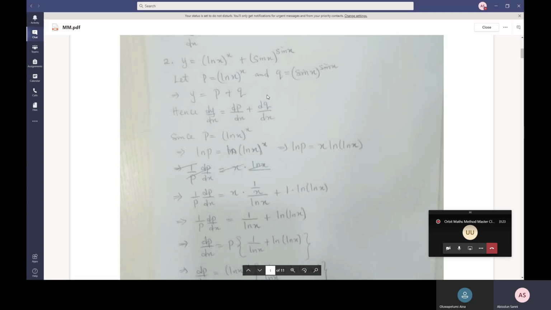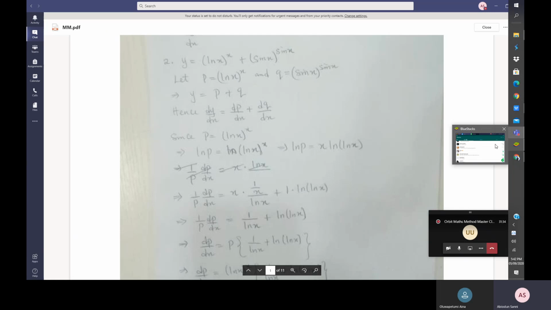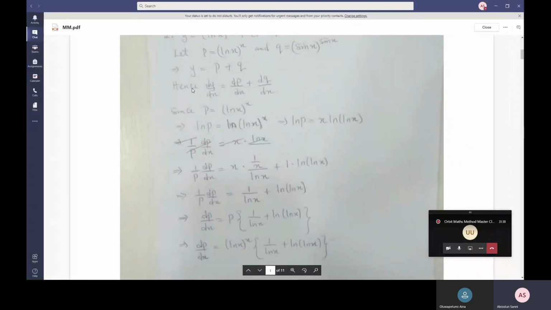Can you see my screen? Yes. So if p is this and q is this, it means y is equal to p plus q. So dy/dx will be dp/dx plus dq/dx. Now we just need to differentiate each of them, this and this. So let's start with p.